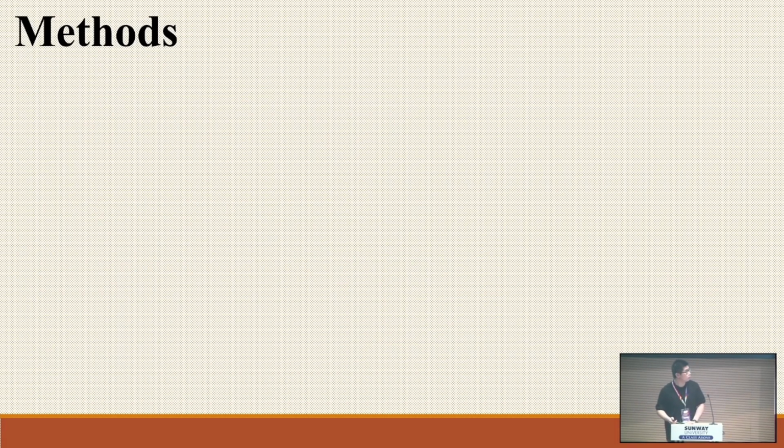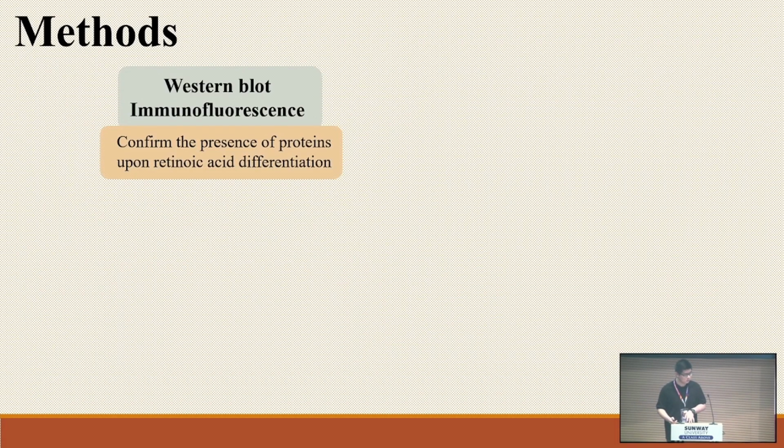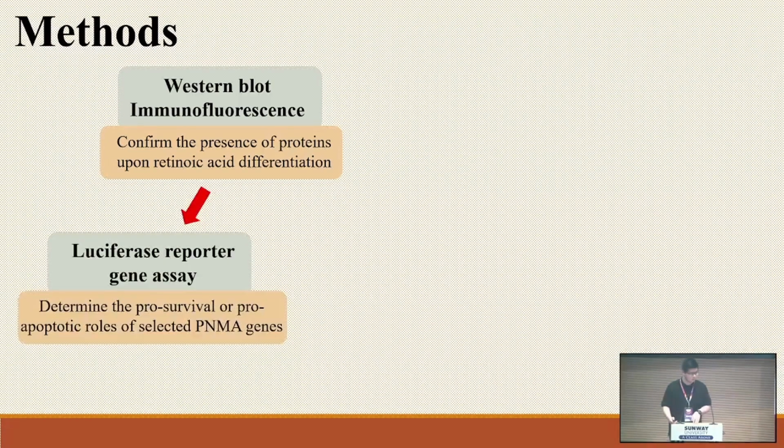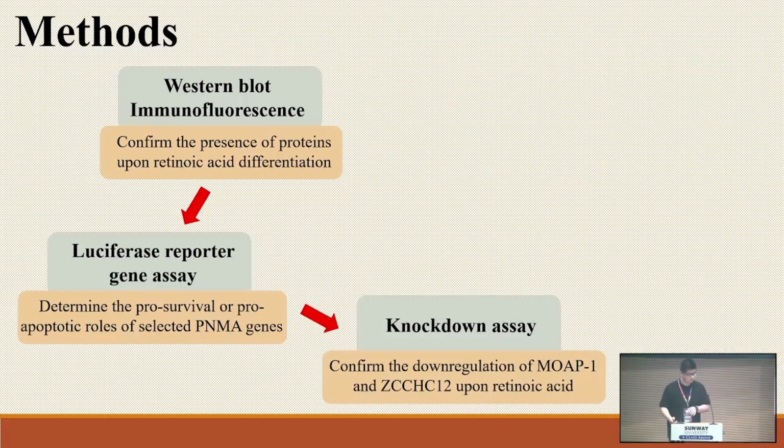Okay, so what have I done in my research project? Firstly, I have to make sure my cells are properly differentiated with retinoic acid. I have done a Western blot analysis as well as immunofluorescence. And also, to determine the roles, I have conducted a luciferase reporter gene assay and subsequently a knockdown assay. That means I reverse the effects of the genes. That means if they are pro-survival, I knock them down to see if they will affect the survival of the cells, and vice versa for the other effect.